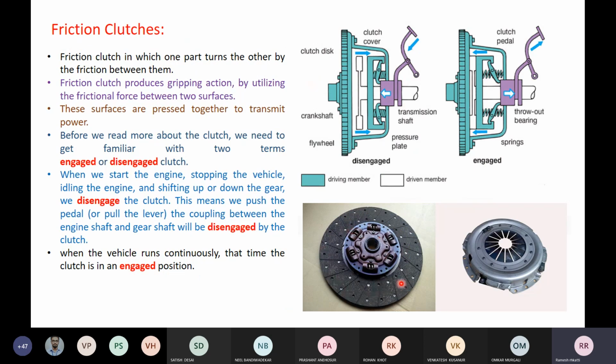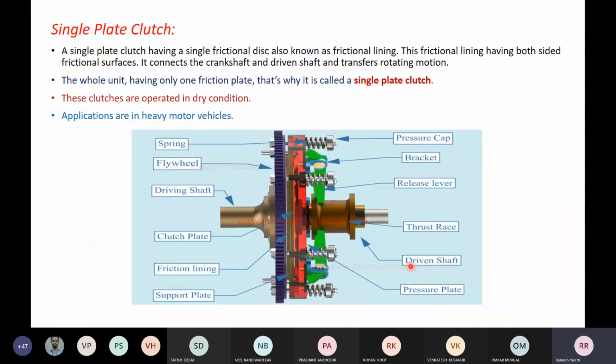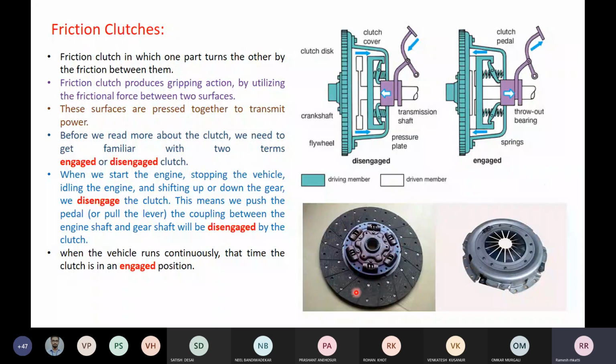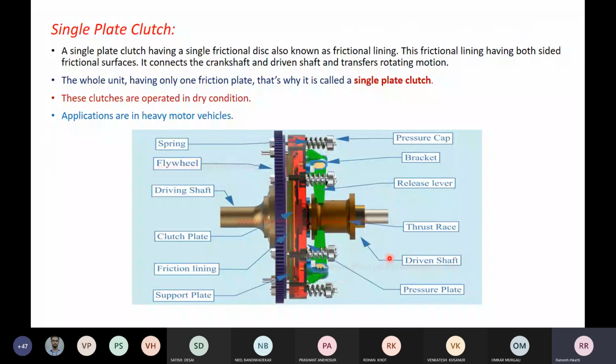Here you can see that this is nothing but the frictional lining on the disc. A single plate clutch has a single frictional disc, which is also known as the frictional lining. This frictional lining will be on both sides of the frictional surface. In this figure we have shown only one, but it will be on both sides.